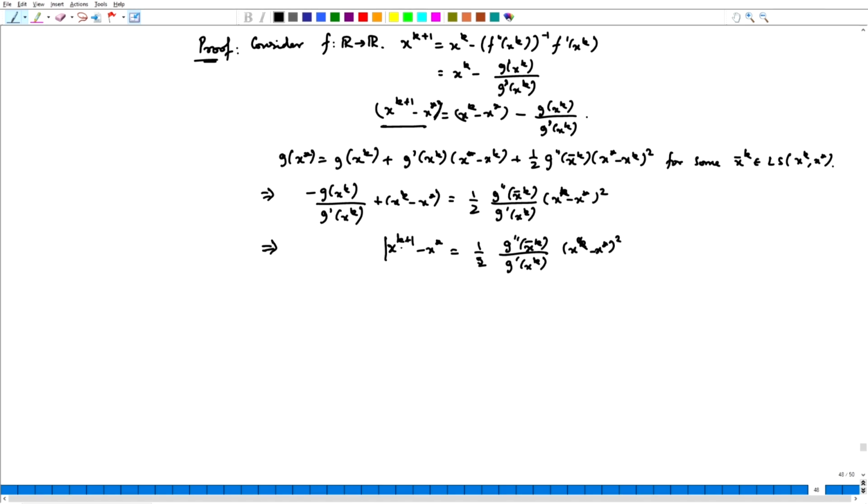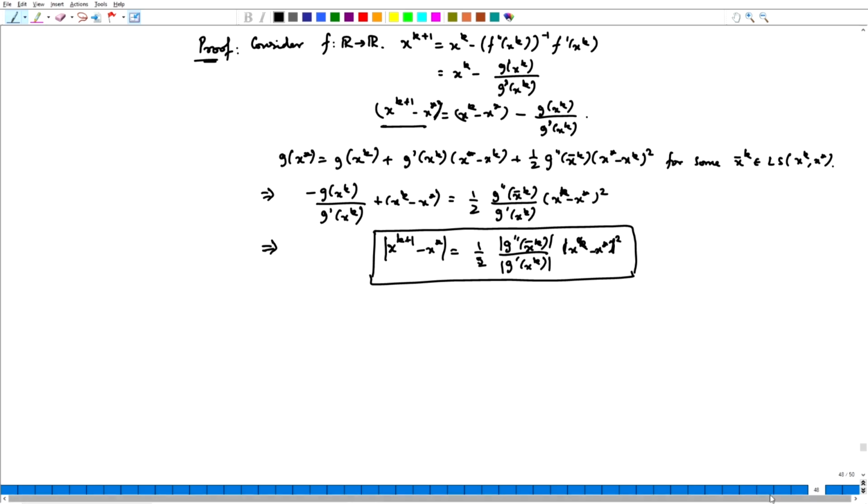So, what about the absolute value of this? Very simple, this is just the absolute value and here as well the absolute value. I can take the absolute value on both sides, nothing varies because of that. So, let us keep this in mind that xk plus 1 minus x star is equal to half norm g double dash of x bar k by norm g dash of xk into xk minus x star the whole square. So, you can see how the order of convergence is 2.